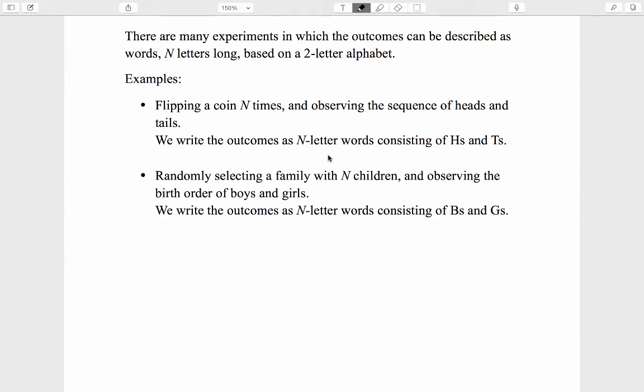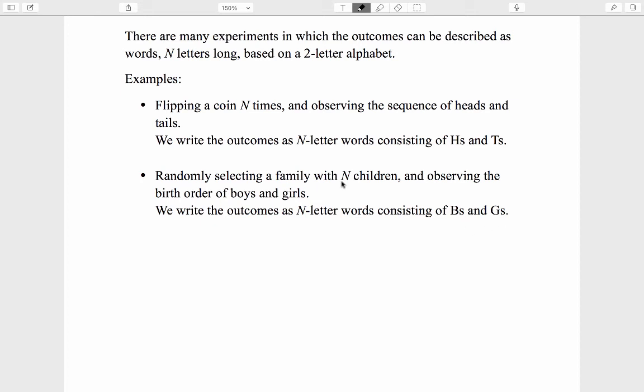There are many experiments in which the outcomes can be described as words, n letters long, based on a 2-letter alphabet. That's the case whenever the experiment is an n-stage process where every stage has 2 possibilities. Examples we've seen include flipping a coin n times and observing the sequence of heads and tails, so we write the outcomes as n-letter words consisting of H's and T's. Another is randomly selecting a family with n children. We've talked a lot about that one. And observing the birth order of boys and girls. There we write outcomes as n-letter words, words that are n letters long, consisting of B's and G's.